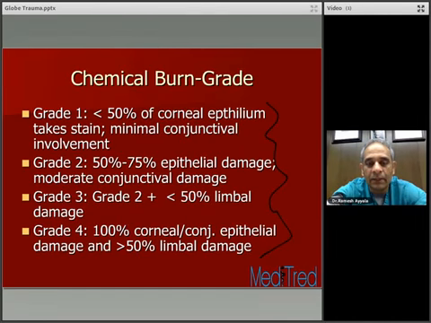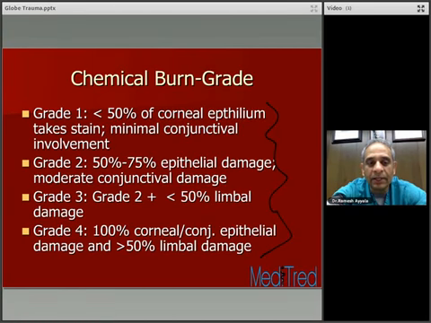The more commonly used, current one deals with corneal haze along with limbal ischemia. So in this particular grading technique, grade 1 is less than 50% corneal epithelium involvement with minimal conjunctival involvement, meaning that limbal ischemia is absent. In grade 2, 50 to 75% epithelial damage with less than one third limbal ischemia.